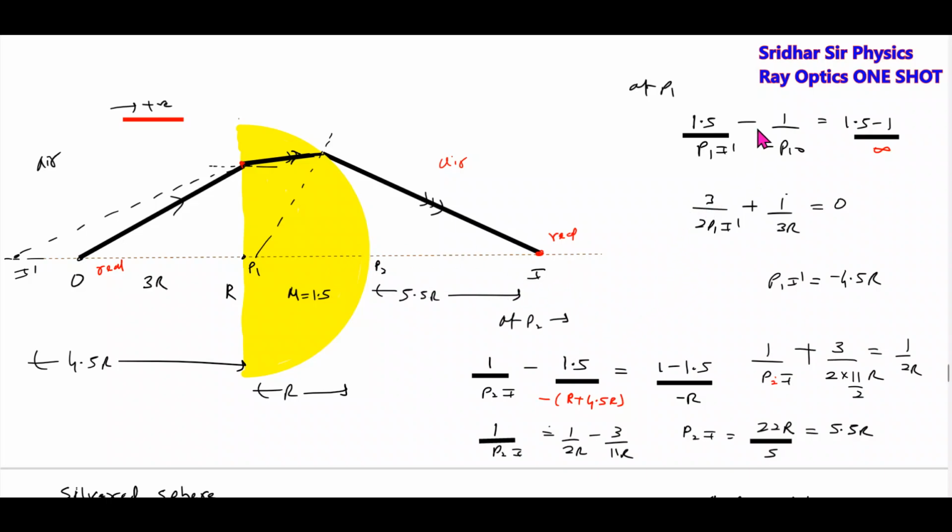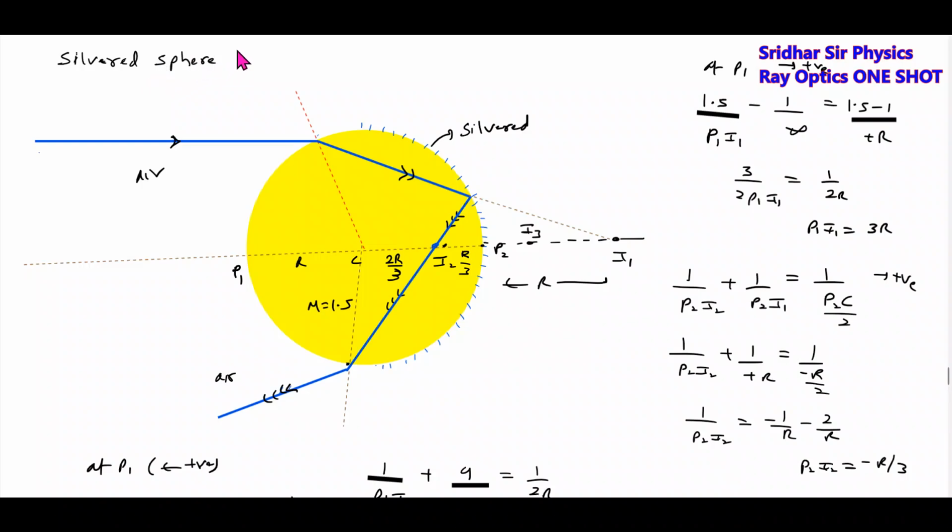So this particular formula is applicable for both curved as well as the plane boundaries. Very important, you have to remember. Half of the surface is silvered. A parallel beam of light is incident.